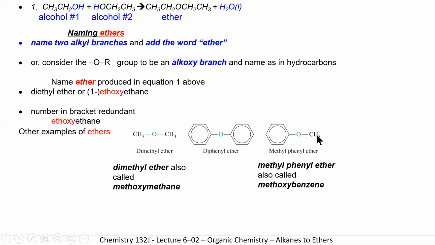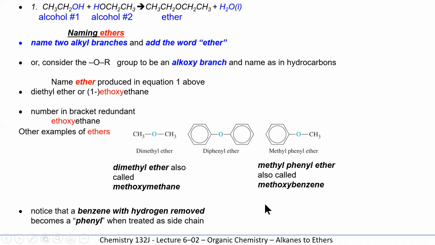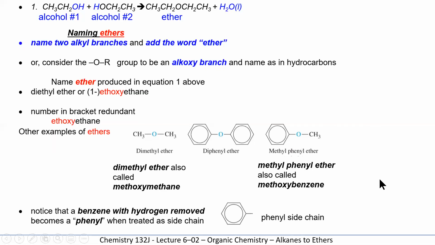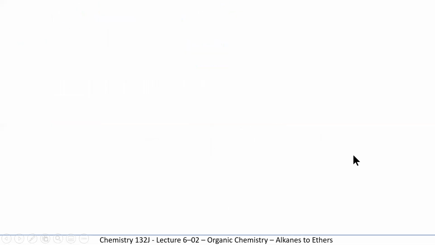We have a one carbon ether side chain. That's where the methoxy comes from. And again, note that, as I mentioned before, a side chain of a benzene ring is called phenyl. Okay, phenyl side chains, C6H5.